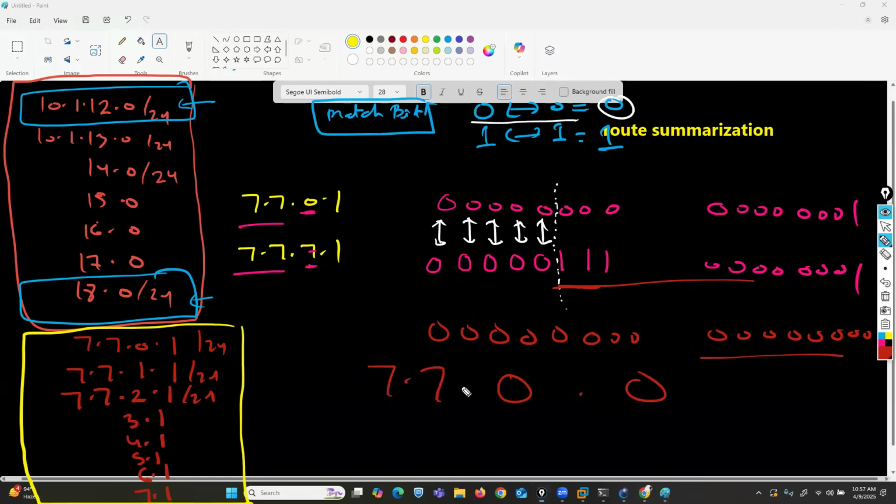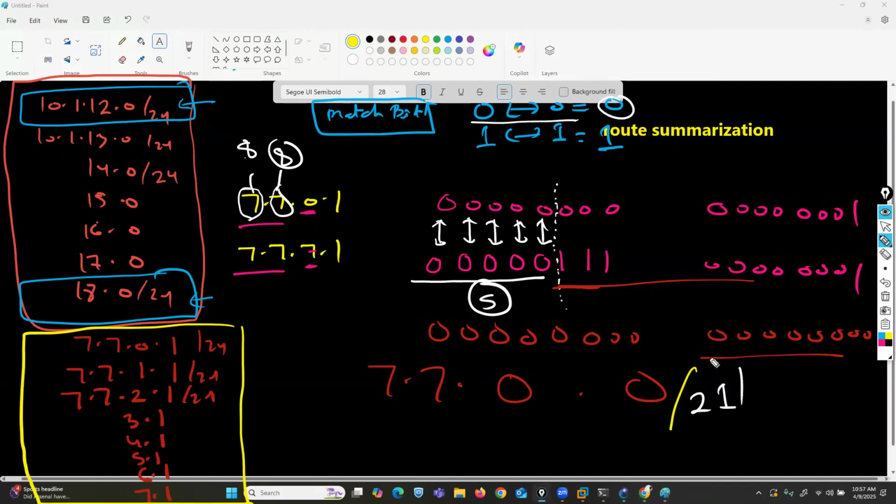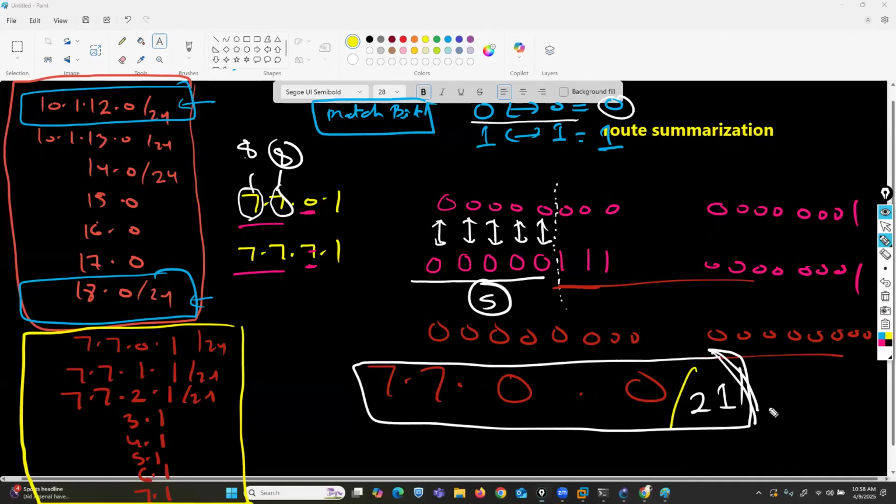What we have found is 7.7.0.0. Now, what is the slash value? This is an 8-bit value, so 8 and 8 is 16, and we matched 5 bits, so 16 and 5 is 21. Slash 21. This is the summary address.